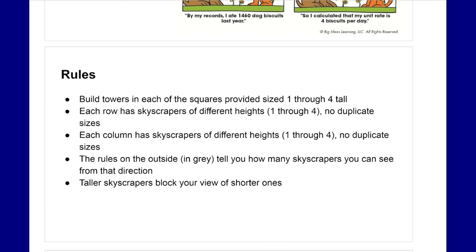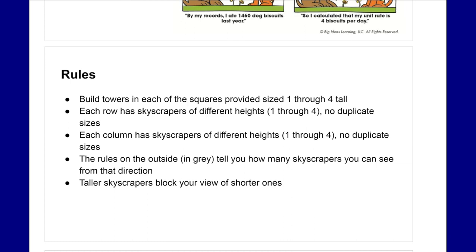You're going to be building different towers, and each tower is going to be sized 1 through 4. We're going to use little linking cubes. Each row on our neighborhood grid has to have skyscrapers of different heights, 1 through 4, and you can't have duplicate sizes. So every row is going to have 1, 2, 3, and 4. The same is going to be true for every column.